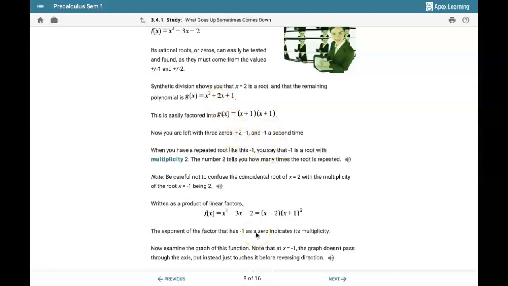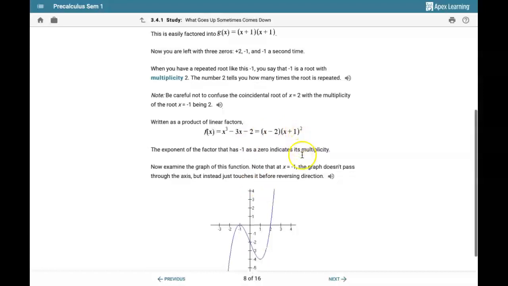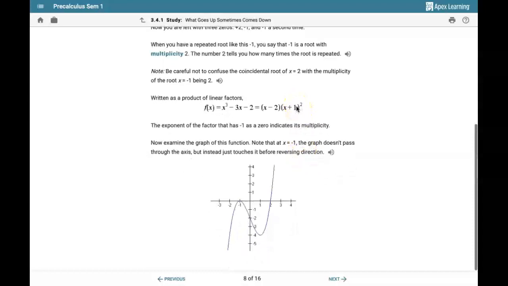Rather than writing both, you say that negative 1 is a root with multiplicity of 2, meaning there's 2 of them. You have it 2 times. And what that would look like here is something that we're super familiar with: x minus 2 multiplied by x plus 1 squared, meaning the square is telling us we're doing this twice. And that gives us our multiplicity, which is a factor of 2.